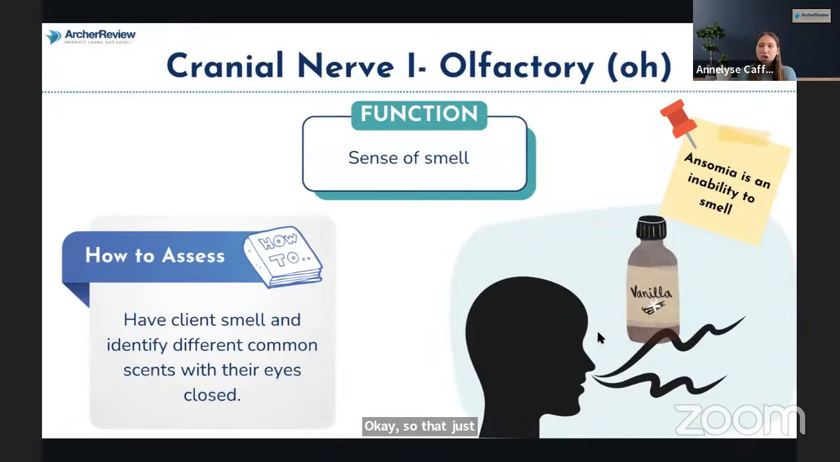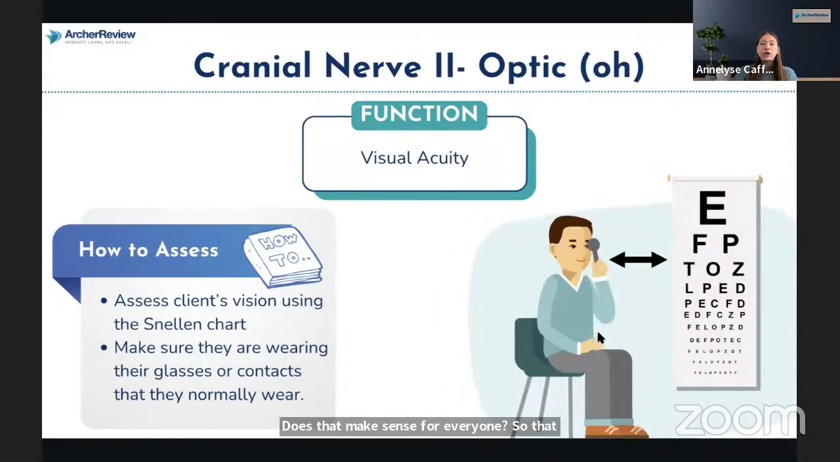So if you ever see that term on a test or on the NCLEX, just put it together. Know that you should be thinking issues with cranial nerve 1. Does that make sense for everyone? So that is our olfactory nerve. Now we can move on to cranial nerve 2, which is our optic nerve.